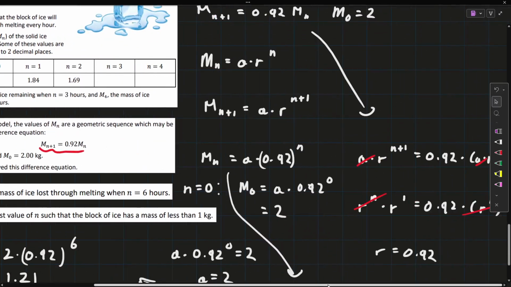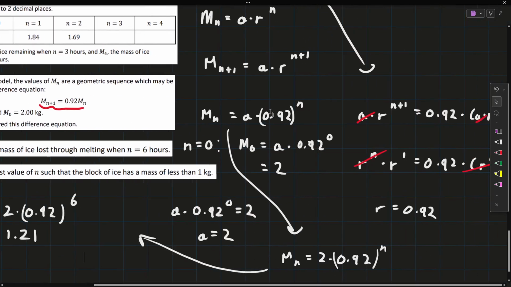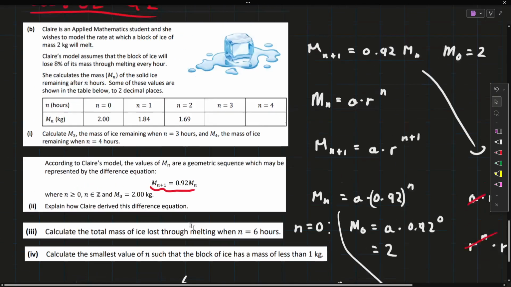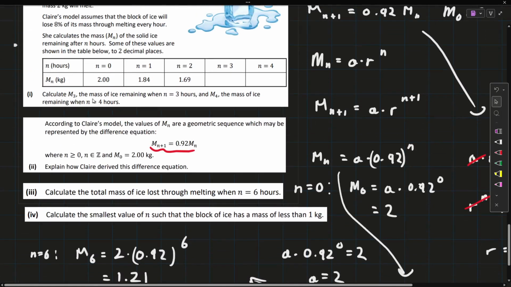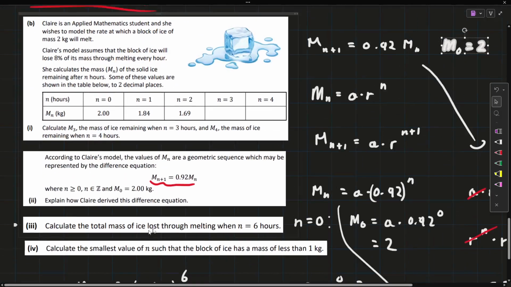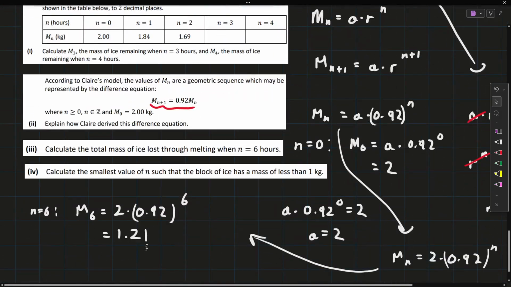I know I didn't really go through it, but it's not really the point. I'm showing how to do the difference equations, but I'm going through the theory quickly. Basically, m of n is just how much mass is left. So if they said how much mass is lost, well, if we started at 2 and now we're at 1.21, it's just the difference between those two. It should be 0.79.